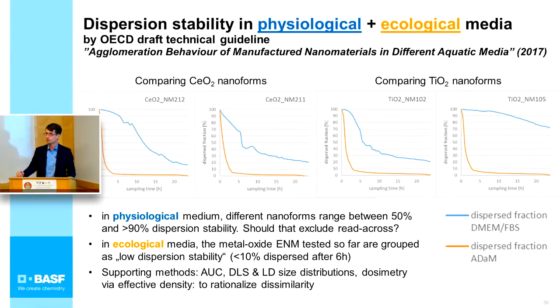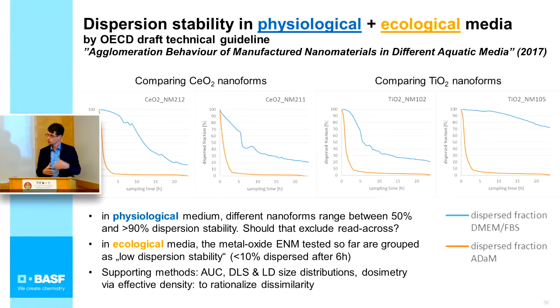Does that really prevent grouping? Should these be in different groups? We still need to look at the actual in vivo fate in detail and assign cutoffs and group ranges. But certainly for the ecological situation, it's quite easy. All of these materials go into the unstable group. So that gives us a very important hint. It tells us that aquatic testing is maybe not so essential. Sediment and soil should be much more in the focus for these materials.